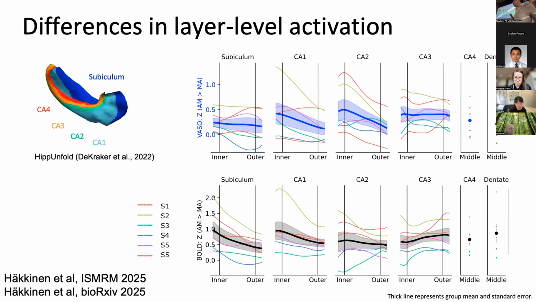And these are the profiles across depth in the different subfields. The top is VASO and the bottom is BOLD. And you can see that in most of the subfields, the profiles are agreeing. So we can be reasonably confident that the profiles we're getting with BOLD actually are related to neural activity. But in the subiculum, we can see this bias towards the inner surface with BOLD, which is absent from VASO. So if you are doing work targeting the subiculum, you might want to be using VASO to really believe in the profiles you're getting in this case.